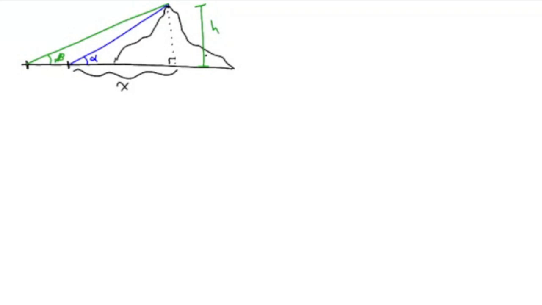So I have X down here. Let's say I backed off 100 meters. So we're going to measure this in meters.